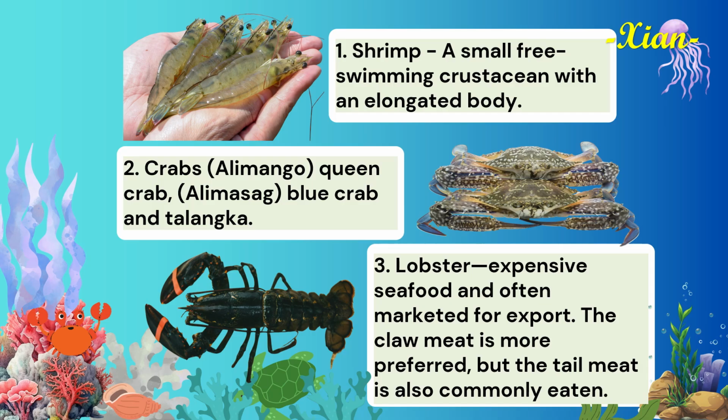Number 3 is lobster, banagan, a large crustacean that is considered expensive seafood and often marketed for export. It has a hard shell and strong claws. The claw meat is usually more preferred because it is tender and flavorful, but the tail meat is also commonly eaten.